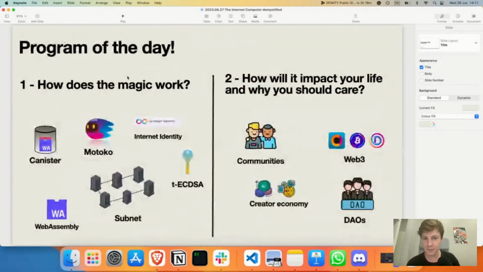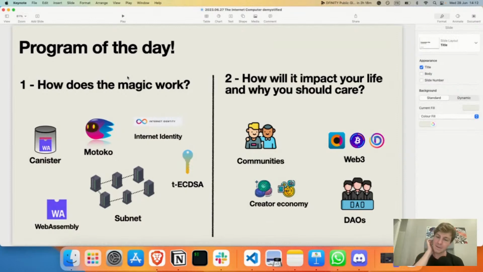So, the program of the day. The first part will be very focused on the tech. So how does the magic work? A lot of people don't consider the IC when they hear all the things about the speed and the fact that you can store assets on chain, because there are a lot of misconceptions about what the IC is. If you really look from the outside, it looks like it's magic. So usually people will be very, very suspicious of this. So I'm going to explain all of this.